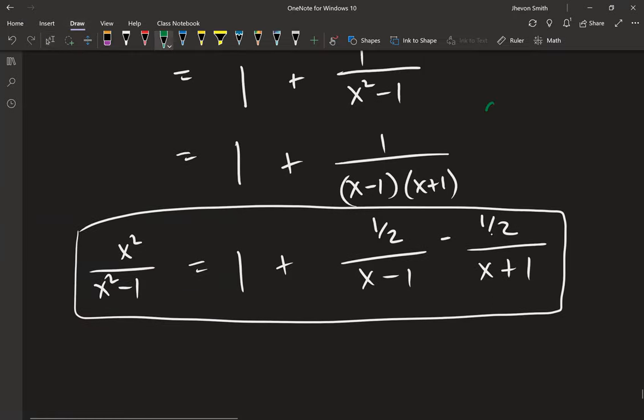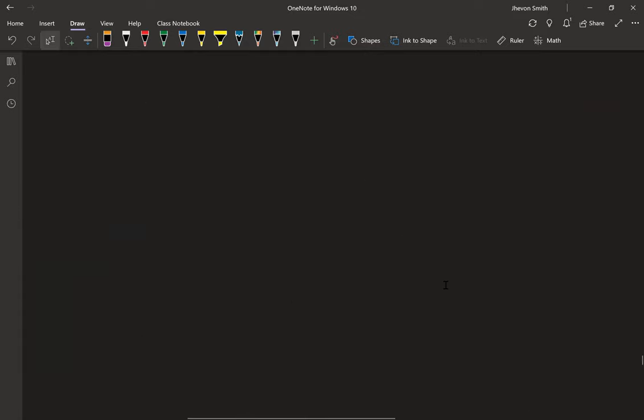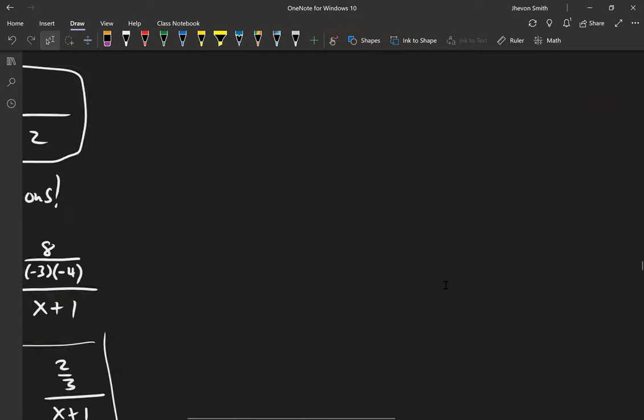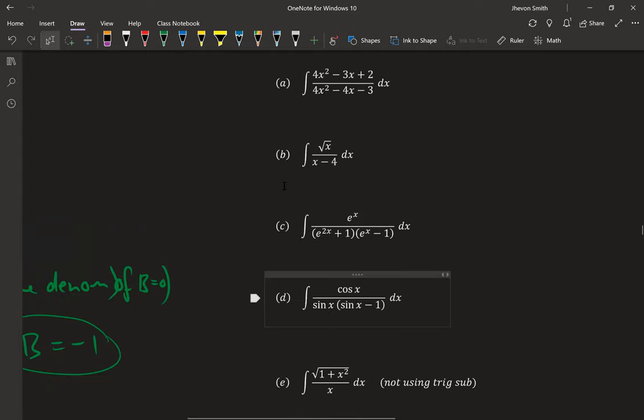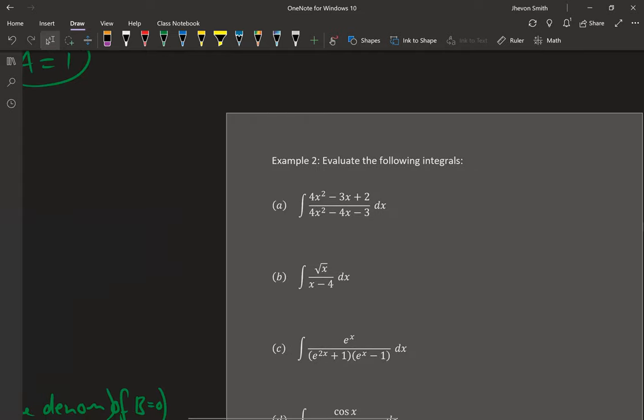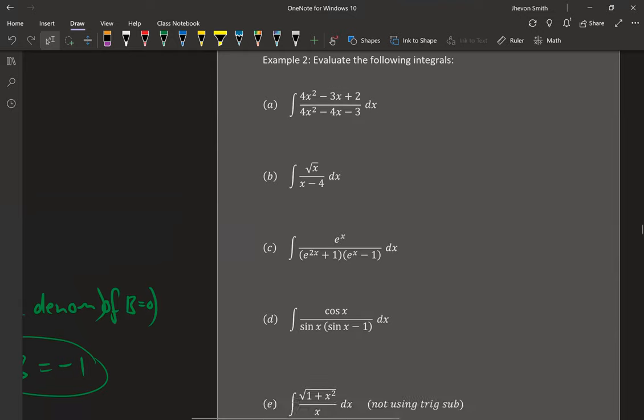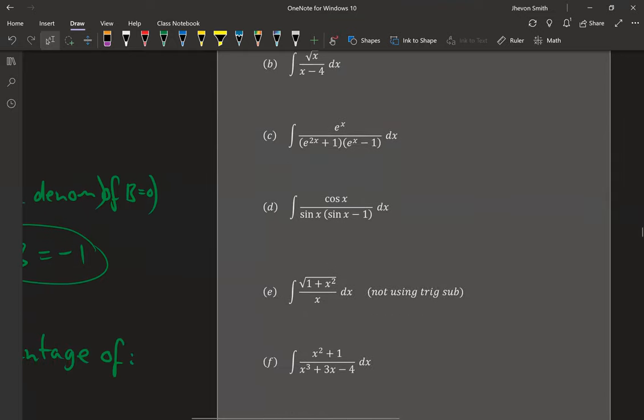So we did a cover-up method here. And that was that example. So a bunch of partial fractions. After going through those, you're probably completely sick of finding partial fractions right now. But let's actually go through and apply these guys to some integrals.